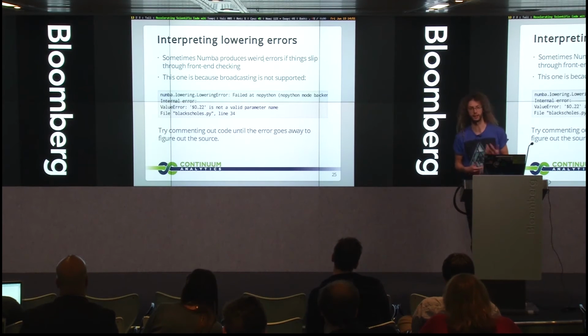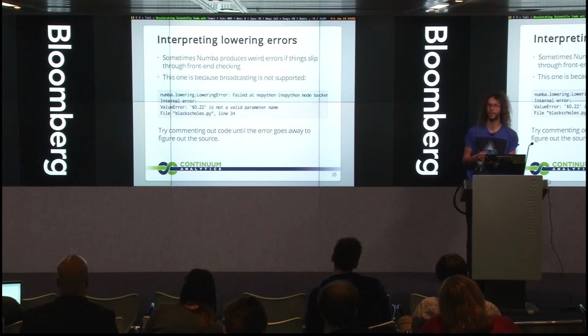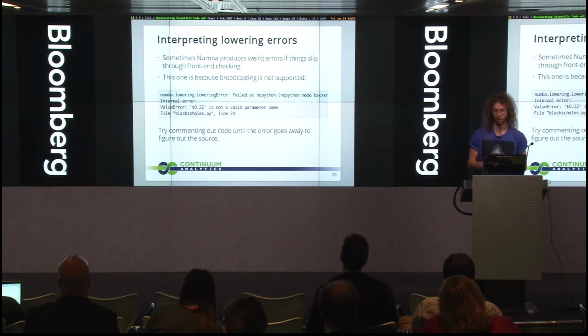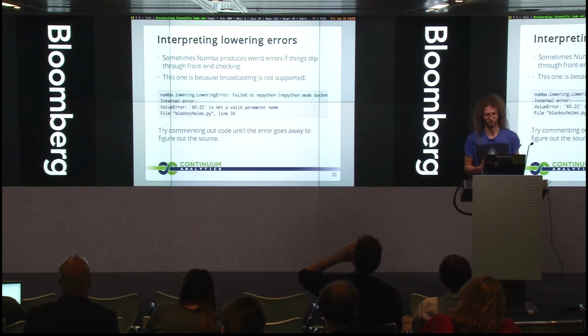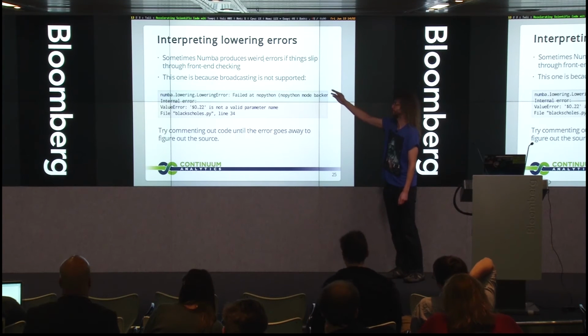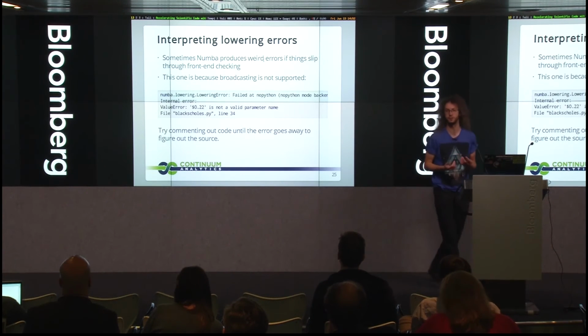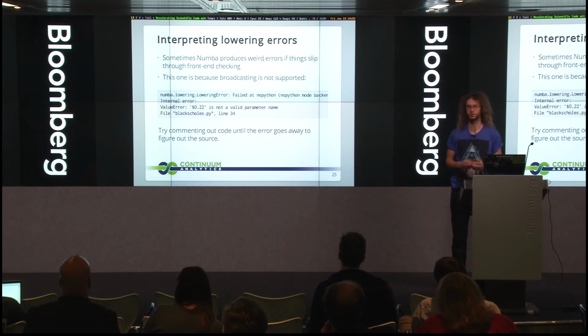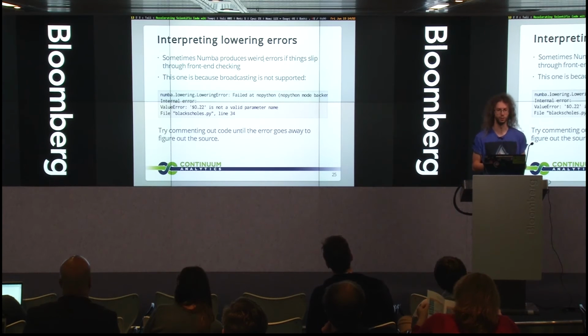I did also say that you can get some errors coming out of lowering. So I've got a couple of examples of those errors to show, just to help you with interpreting them, because they can be quite cryptic. So this is one that I got working on the examples. Because broadcasting is not supported, the error message that you can sometimes get there is that some particular internal value is not a valid parameter name. Now, I just happen to know from experience of this error that it means that broadcasting is not supported.